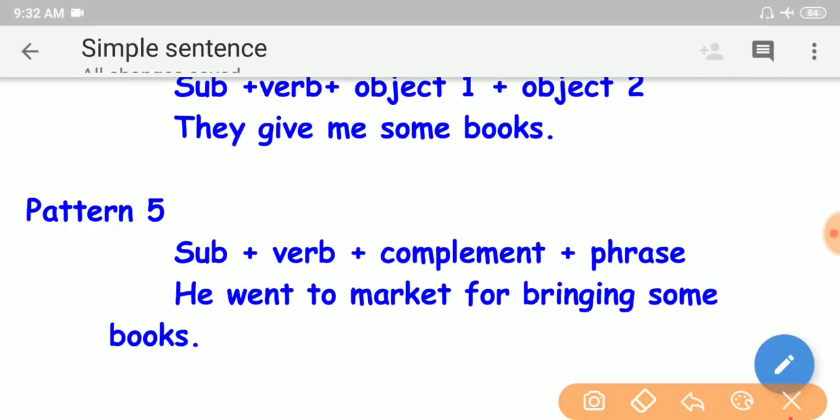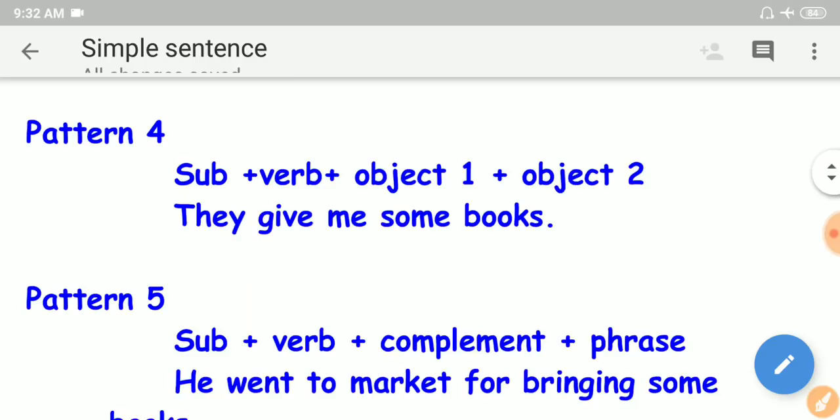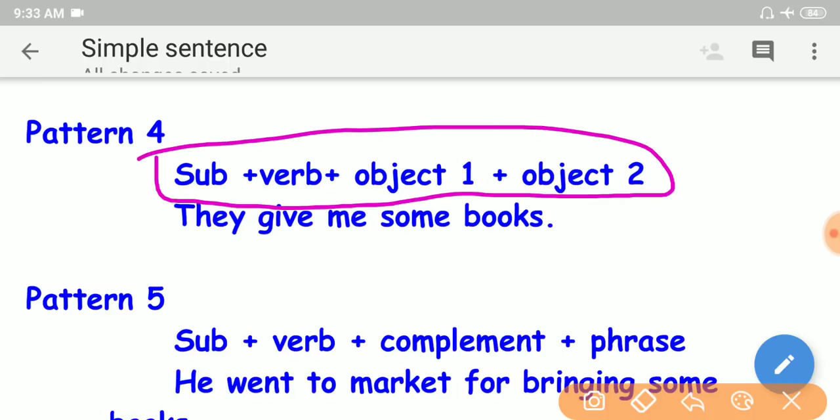So here, pattern 4 shows a little bit bigger than the previous patterns. So why can you say it is a little bit bigger than the previous patterns? See, pattern number 1 has only subject and verb. Pattern number 2 has subject, object. Pattern number 3 has complement. But here pattern number 4 has one subject, one verb, object number 1, object number 2.